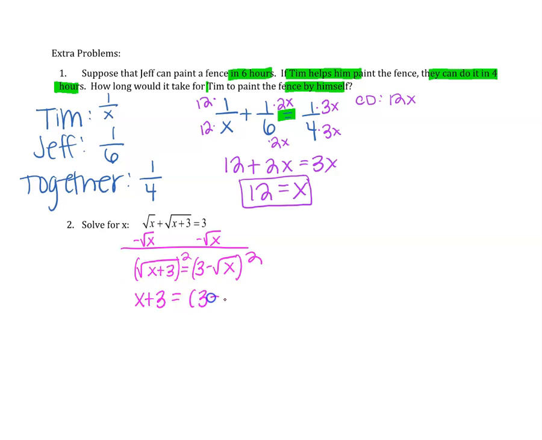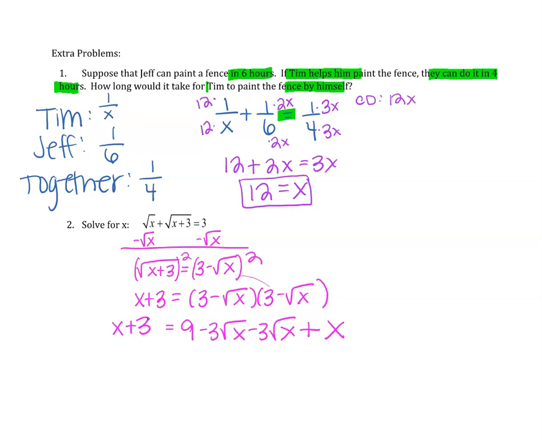And then on the right, you're going to have to FOIL. So when in doubt, write it out. So this would be 9 minus 3 radical x minus 3 radical x, and then plus radical x times radical x is radical x squared, or just x. Any square root times himself is just the radicand back. On the left, we still have the x plus 3.